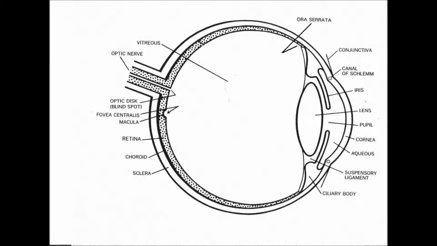The aqueous fluid is constantly being produced and drained out by the trabecular meshwork. Improper drainage of the aqueous can cause an increase in intraocular pressure and would result in a loss of vision, or could contribute to the development of glaucoma. Problems associated with the aqueous drainage can be treated surgically.